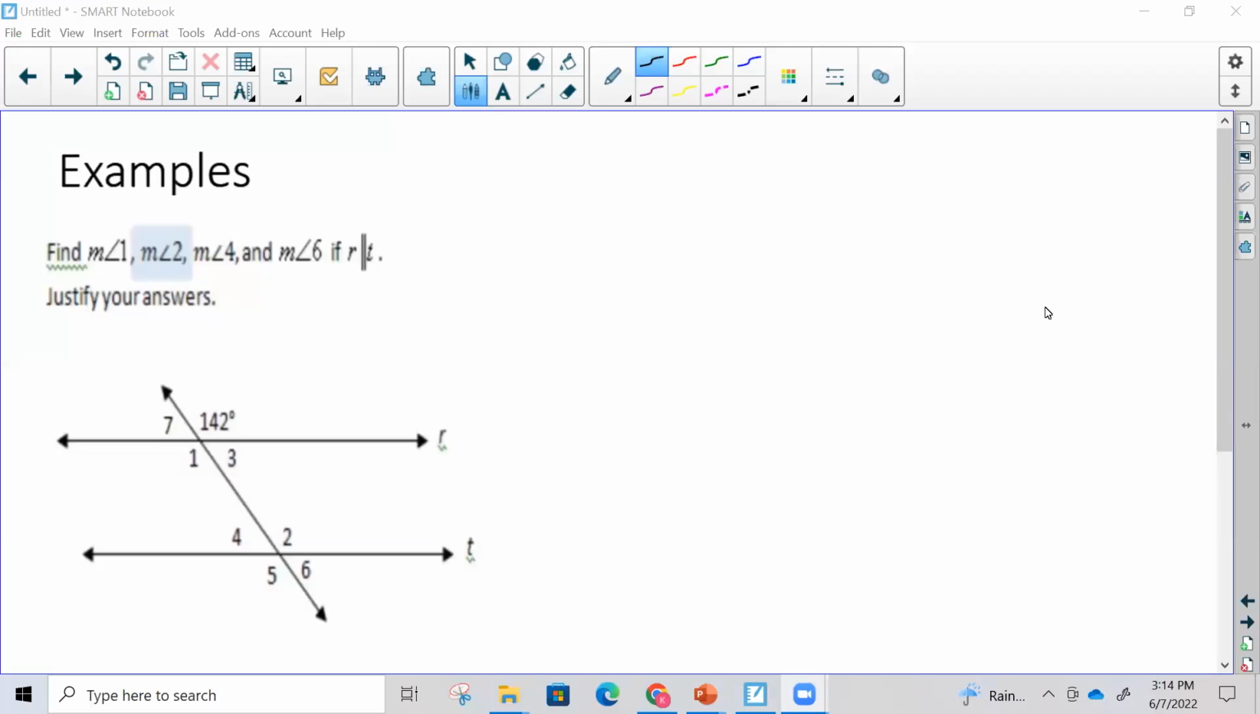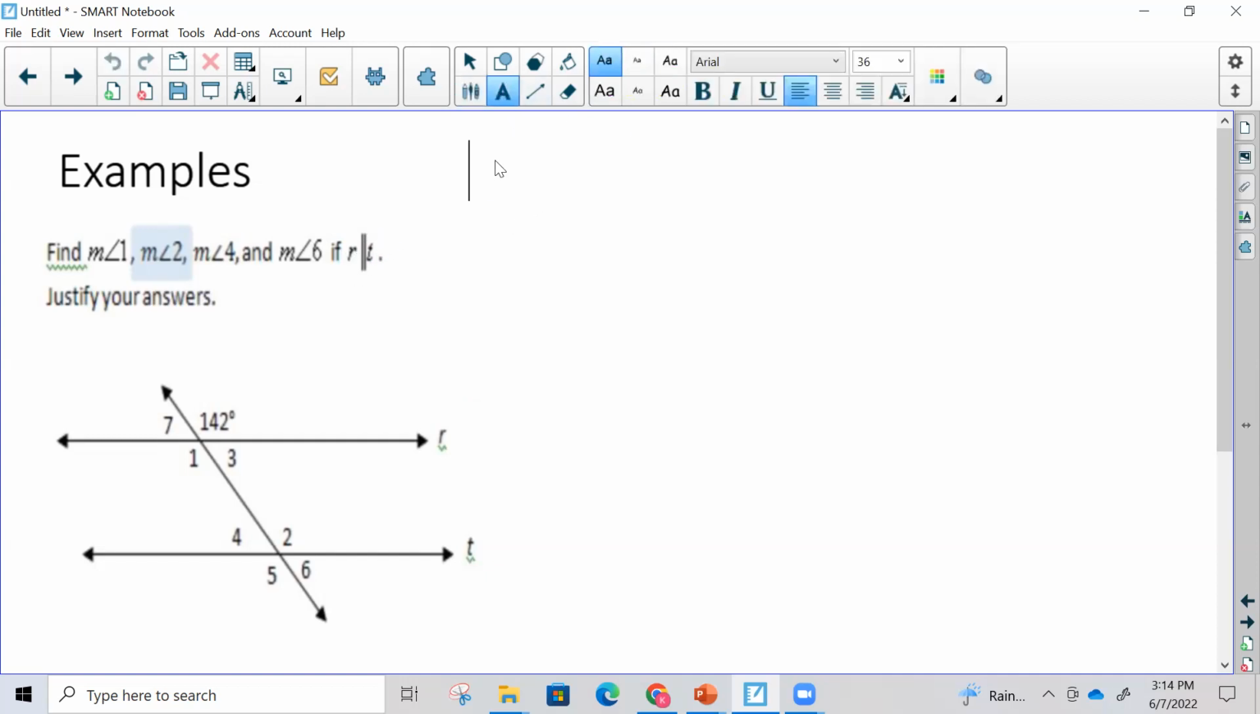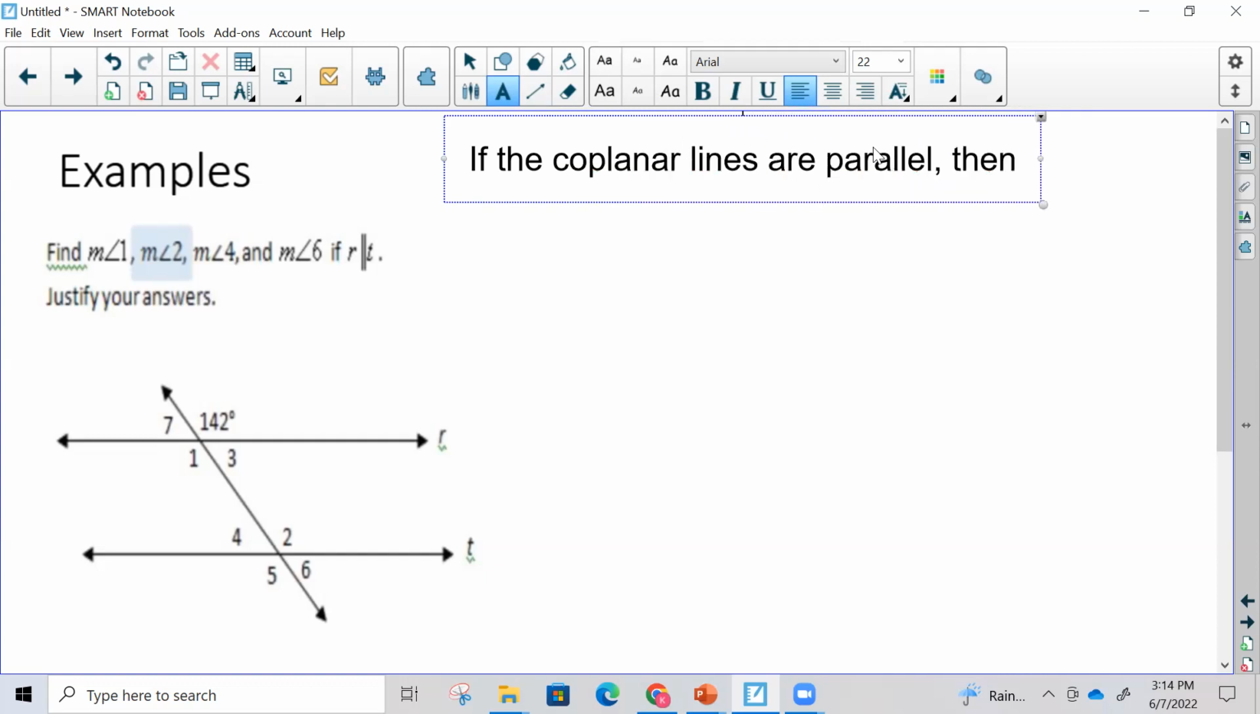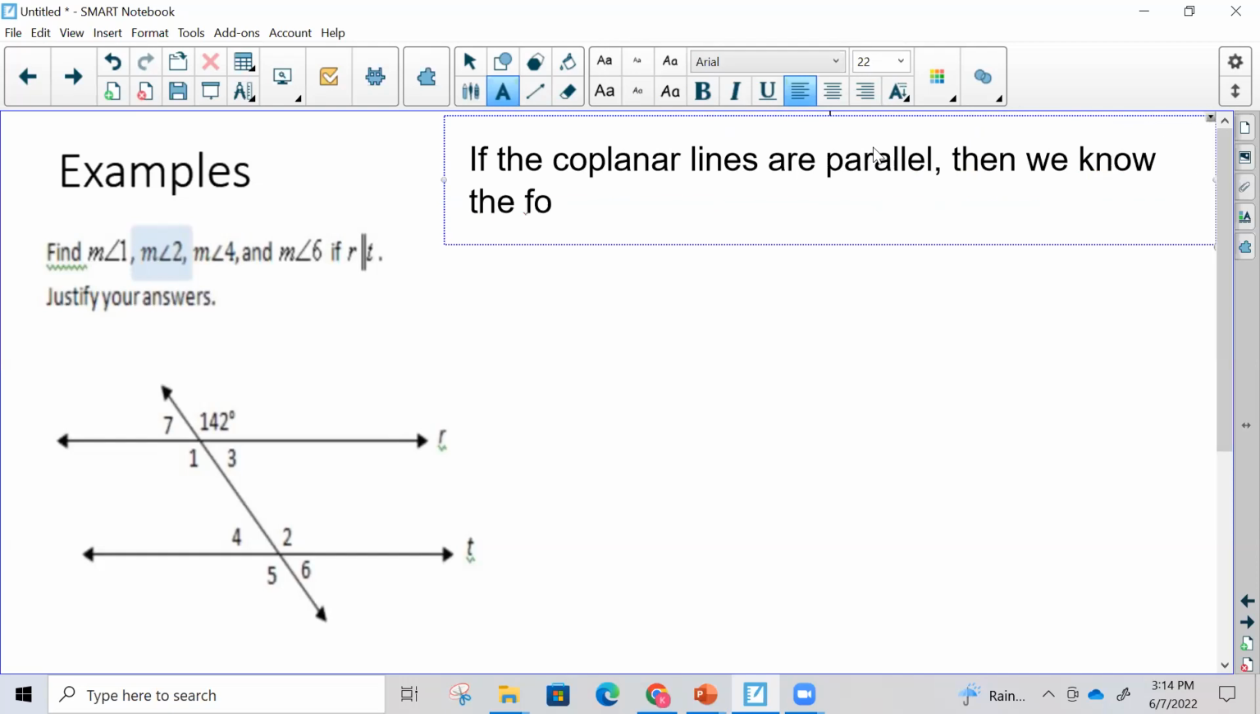So in this video, we are looking at the parallel line properties, the parallel lines cut by a transversal, and we're going to look at finding angle measures. So when we know the lines are parallel, we know a few things about our angle pairs. If the coplanar lines are parallel, then we know the following.